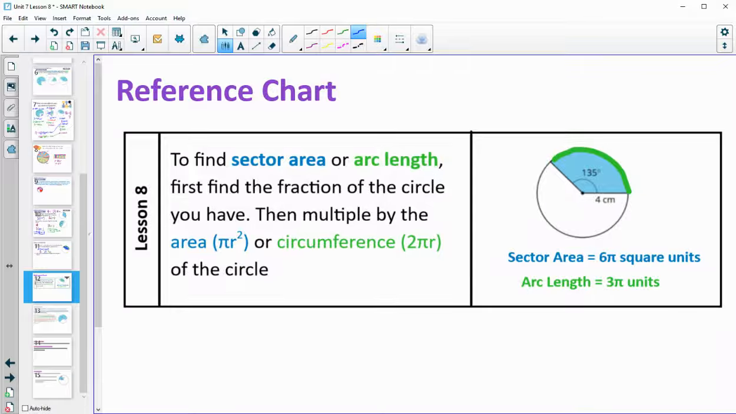You can put this on your reference chart. So again, first find the fraction of the circle that you have by doing the central angle divided by 360. And if you need to remind yourself of that, you could write that in as well. And then you multiply by either the area or the circumference, depending on what you're trying to find. So if you're looking for sector area, multiply by the area of the circle. If you're looking for the circumference, multiply by the circumference. Or sorry, if you're looking for the arc length, multiply by the circumference.